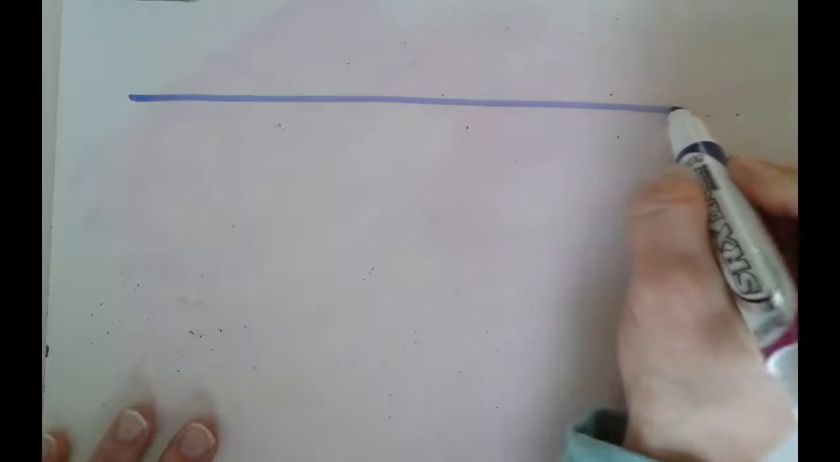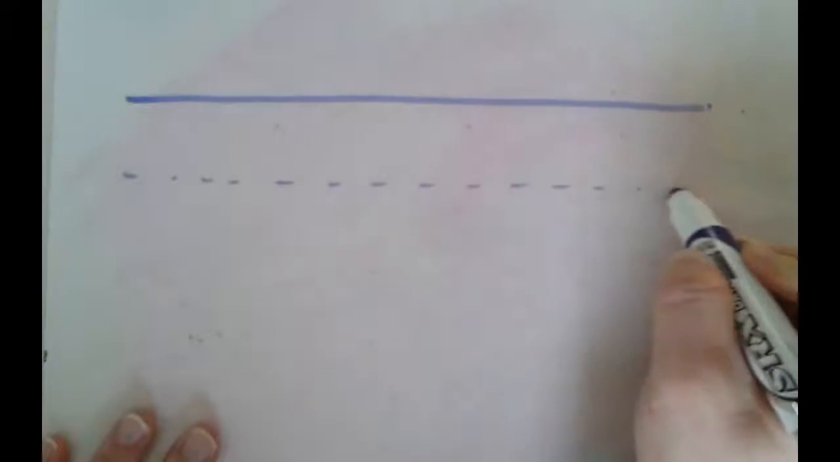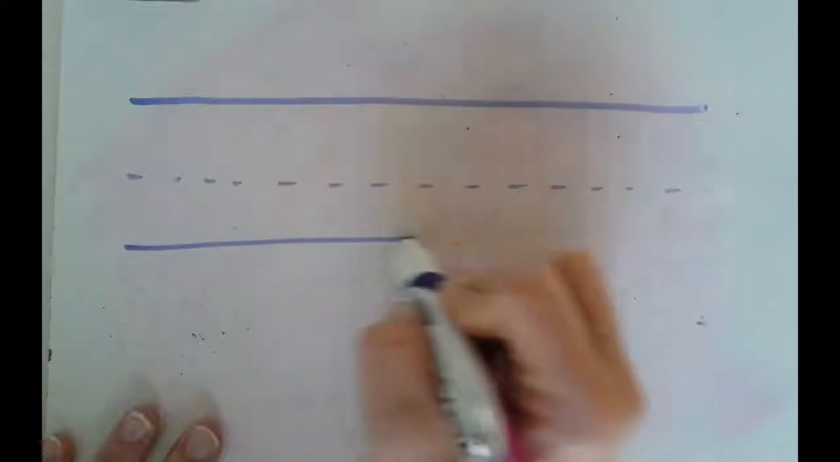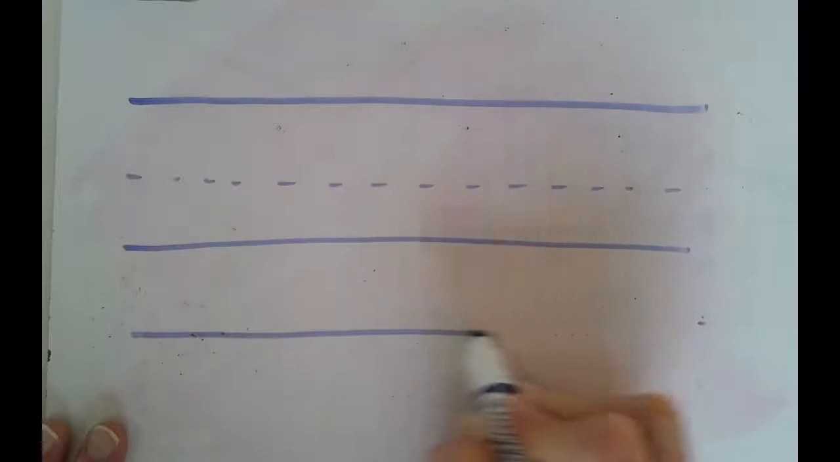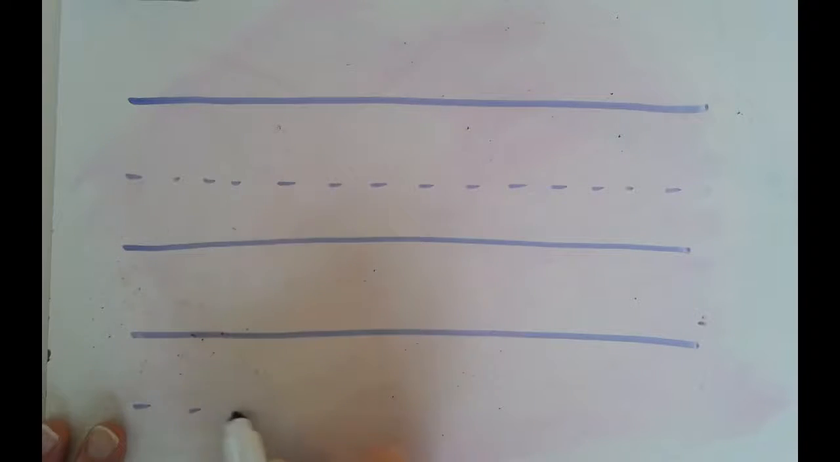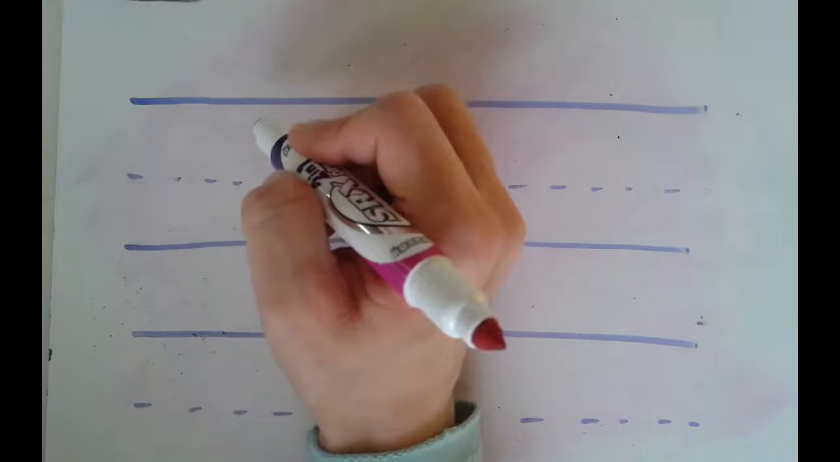Okay. And then I'm going to make two lines because I'm going to show you how to form the capital cursive O, and then I'm going to show you how to write a word that starts with the capital cursive O. So let's start with the capital cursive O just up here.